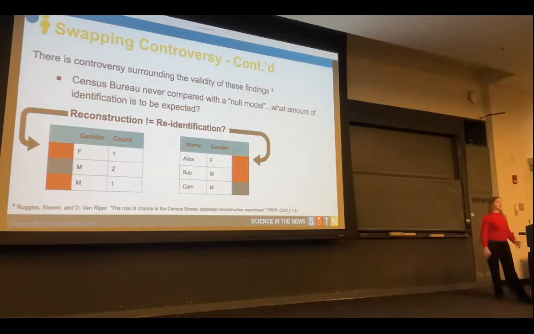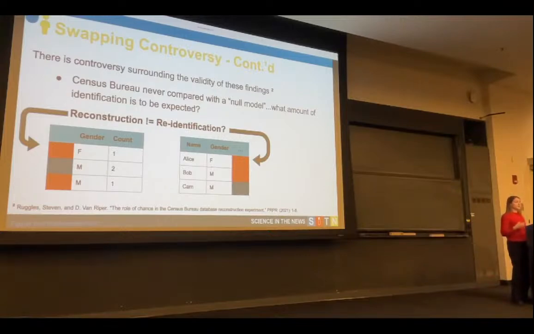There has been significant controversy over these findings, however. Namely, there's been concern about what reconstruction really means. So whether reconstructing an accurate data set means that you've identified an individual. There's a paper by Ruggles and Van Riper that suggests that most matches reported by the Census Bureau could have been random. So they never compared against a null model when they were doing these re-identifications. They never said how many people would randomly be re-identified if we did this attack. So they would argue that some percentage, probably a pretty large percentage of these, would have occurred randomly.